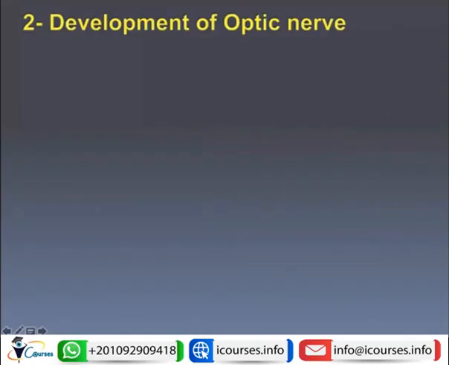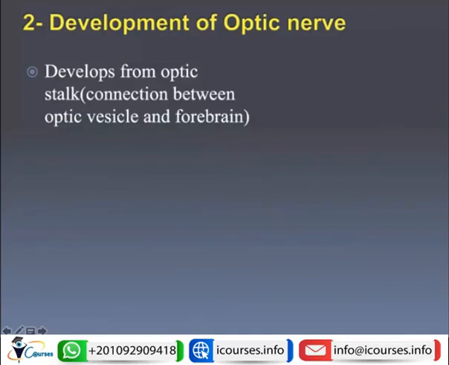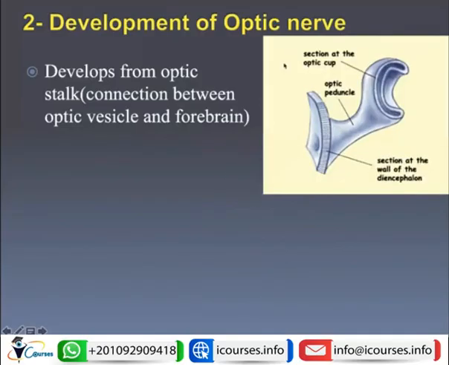Okay, so this is the development of the retina. Let's now move to the development of the optic nerve. The optic nerve develops from the optic stalk, which is the connection between the optic vesicle and the forebrain, as we mentioned before. This is the developing optic vesicle, and this is the forebrain, and the elongation of the optic stalk is what will remain as the optic nerve.